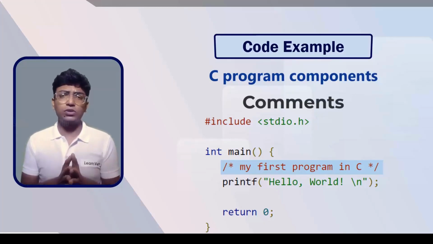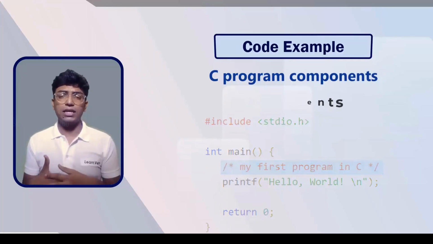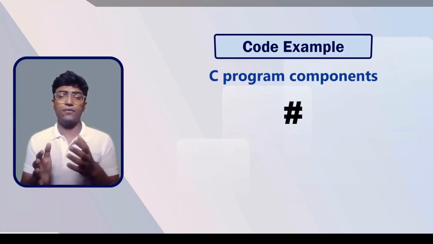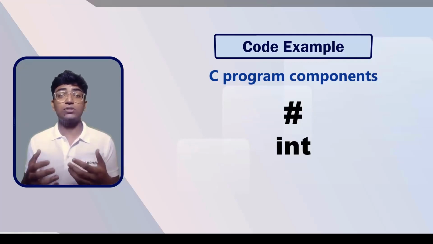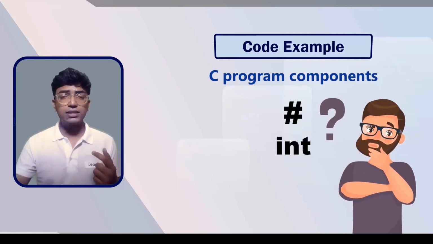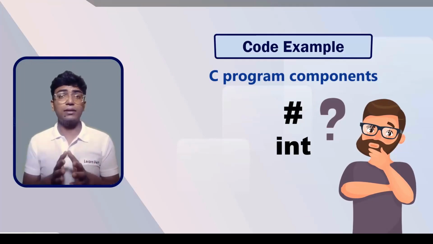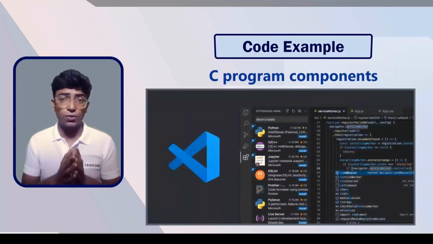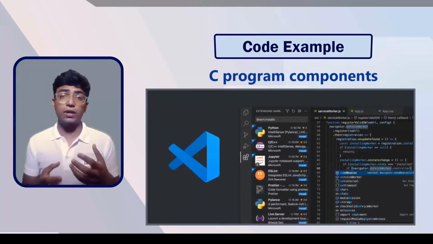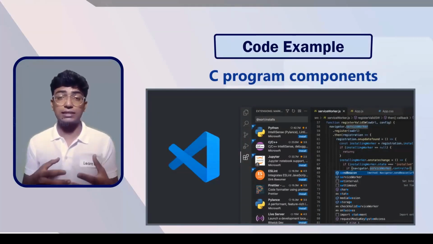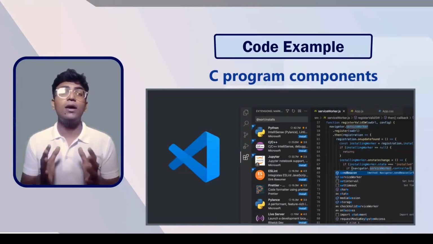Now we will directly switch and see the components of the program, like hash include or int main. What do all these things mean? After this, as soon as we understand all these things, we will straight away move on to Visual Studio Code. There we will run our program and see how the output of our program is generated.